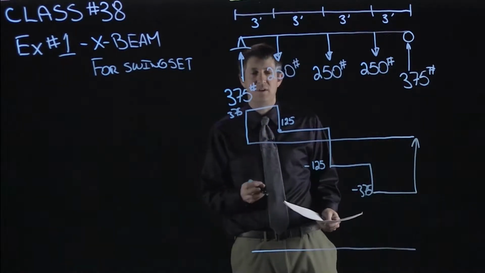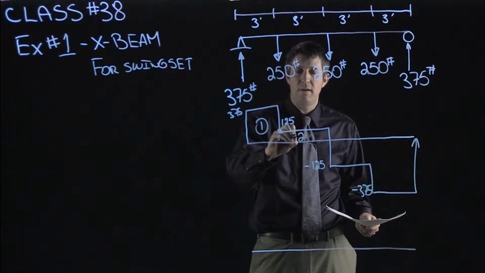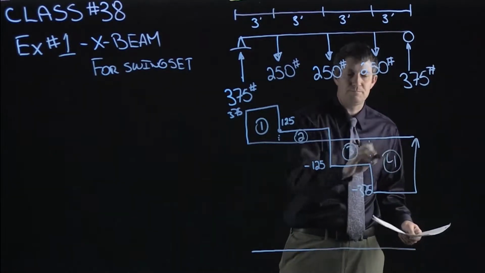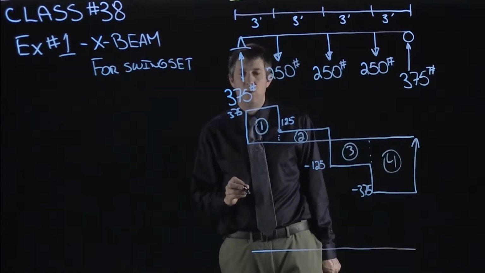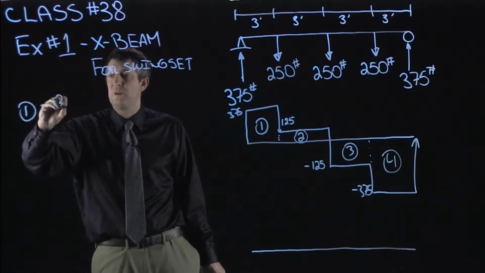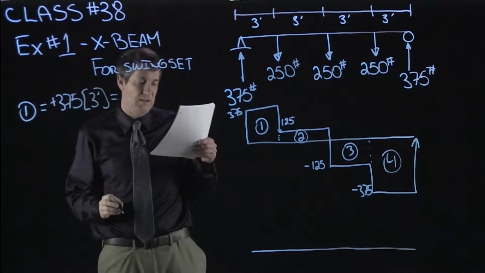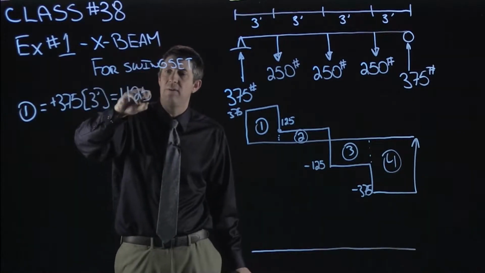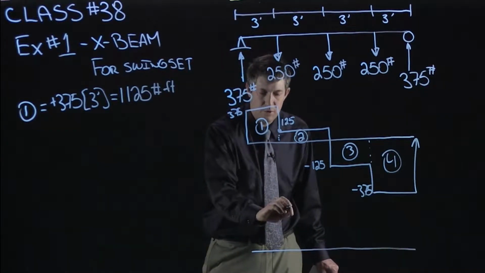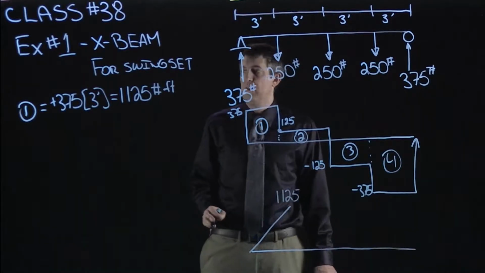I didn't draw this to scale, but you can see we're going to have approximately 4 areas: area 1, area 2, area 3, and area 4. If we look at area 1, we'll do this over to the side here. Area 1 is going to be positive 375 times 3 feet, and that's going to give us a value of about 1125 pound-feet. So on our moment diagram, we would go up to 1125.